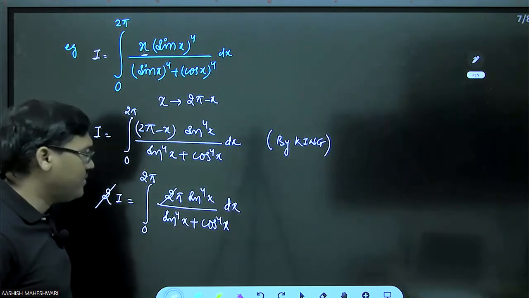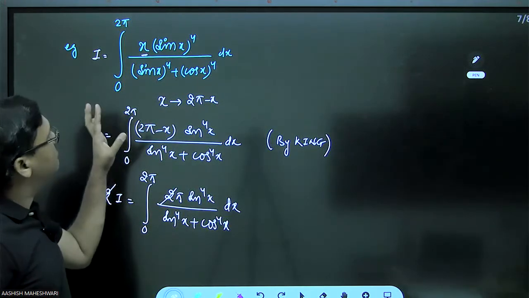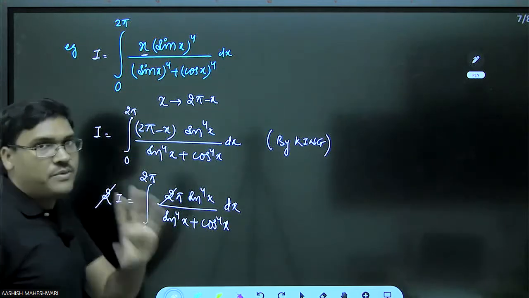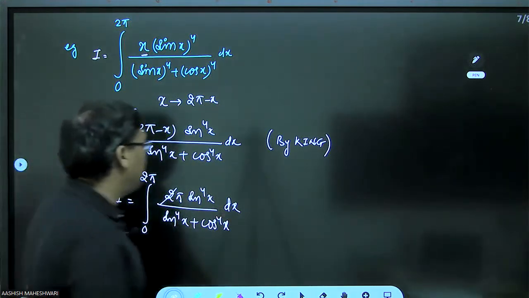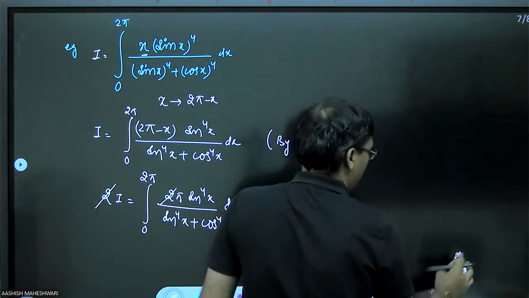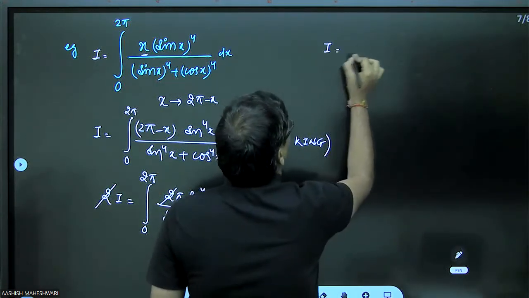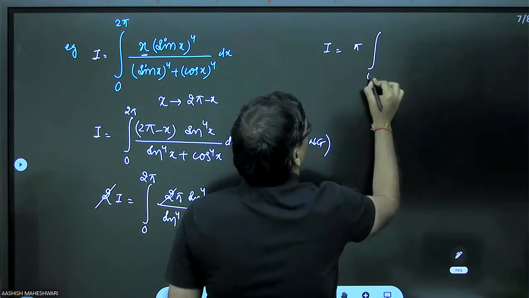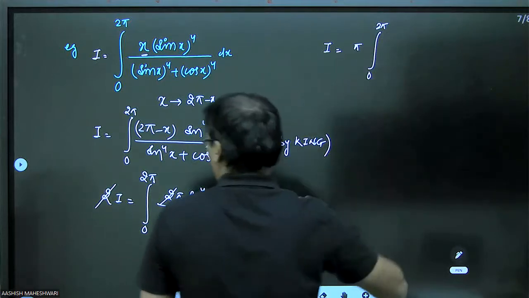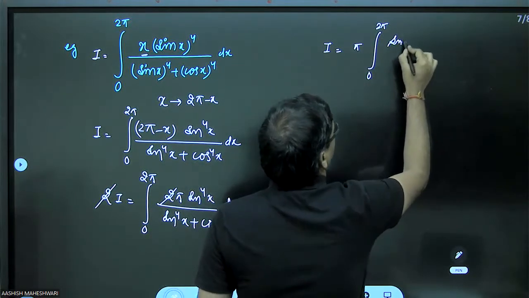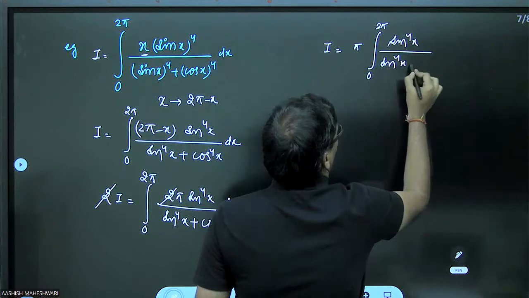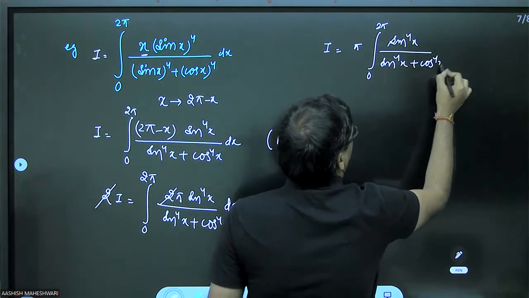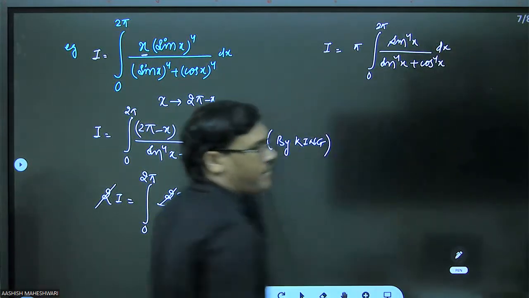Okay. Now you see, we have eliminated x here, right? Now I want to solve this integral. So you can see now we have reduced this question to an integration I, which is integral 0 to 2 pi sin x raised to 4 upon sin x raised to 4 plus cos x raised to 4 dx, right?